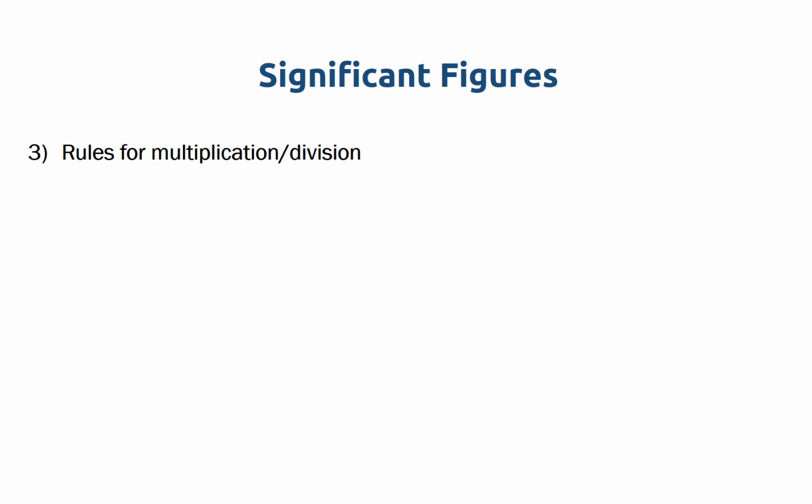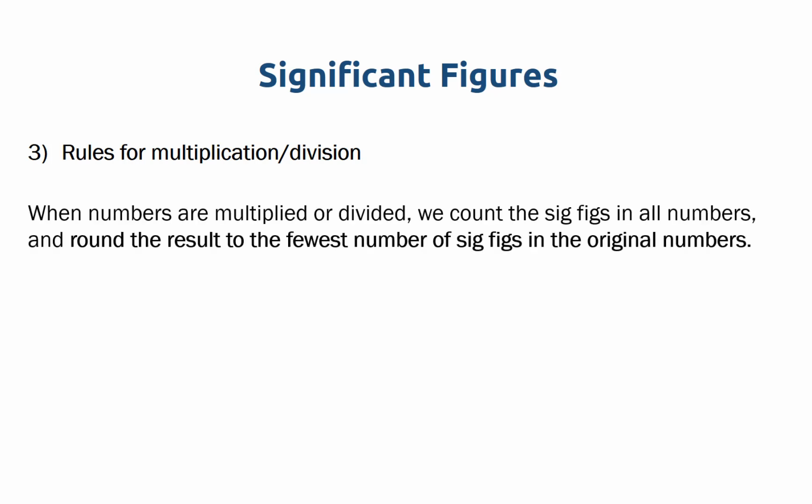Now let's talk about the rules for multiplication and division. We handle this differently than we would for addition and subtraction. So when numbers are multiplied or divided, we count the number of significant figures in all of the numbers, and then we round our result to the fewest number of sig figs in the original numbers. So let's take a look at what that means.